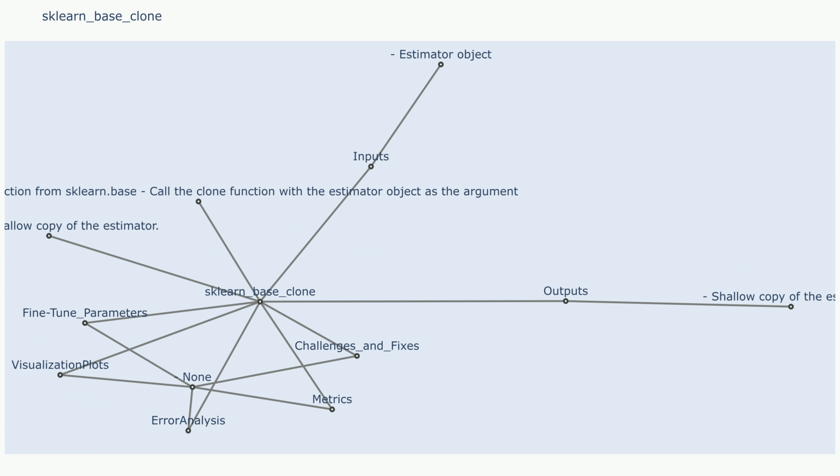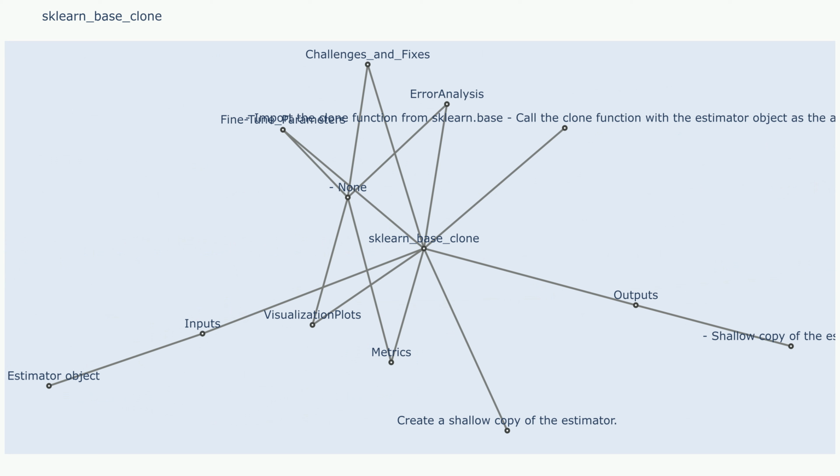Metrics. Accuracy. This metric is used to evaluate the performance of the cloned estimator on a classification task, measuring the proportion of correctly predicted instances. Precision. This metric measures the proportion of correctly predicted positive instances out of all instances predicted as positive.